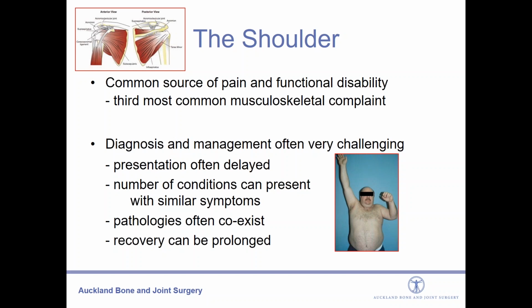The big problem, though, is that the diagnosis and management of shoulder conditions can often be very challenging, and I'm sure for those of you who are involved in the care of patients with shoulder problems, you very much would understand that. Why is that? Well, often they present late, so the presentation's often delayed. They can have more than one problem at once. Many conditions can present with similar symptoms, so that's the crux of this talk: don't always think of one problem when a patient comes with shoulder pain. There's a number of different pathologies that can coexist.